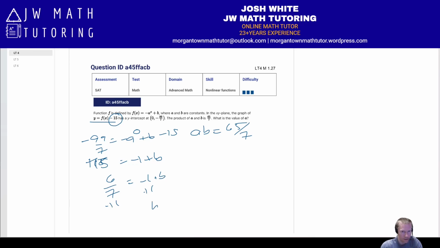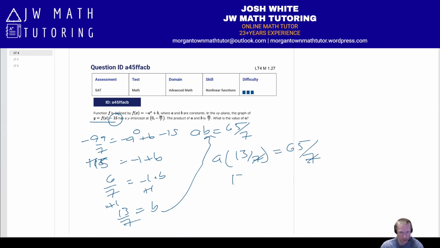Then we're going to add 1. That's going to be 13 over 7. So b is equal to 13 over 7. Now you can plug that into this equation because the product of a and b is this. A times 13 over 7 equals 65 over 7. Basically, the 7s are going to cancel, and then you just divide both sides by 13. And you get a equals 5, which is the correct answer.